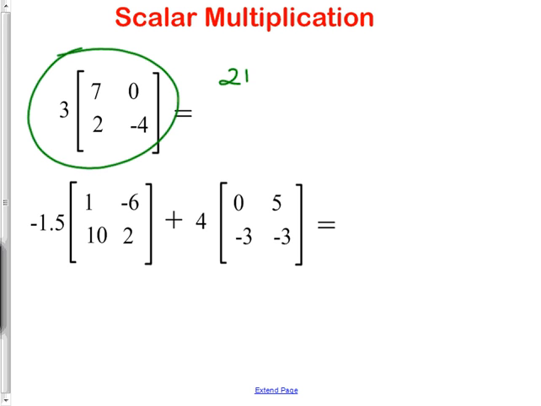Okay, so here's what you should have had. 7 times 3 makes 21. 3 times 2 makes 6. 3 times the 0 makes 0. And 3 times -4 makes -12. Use 4 different colors. There we go.